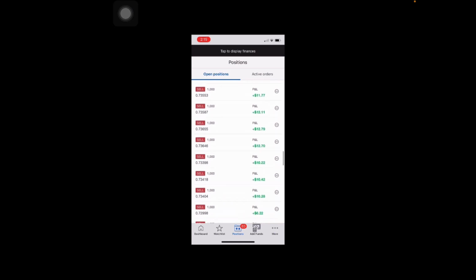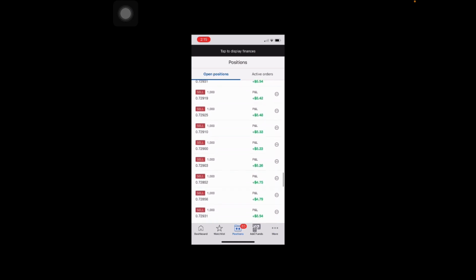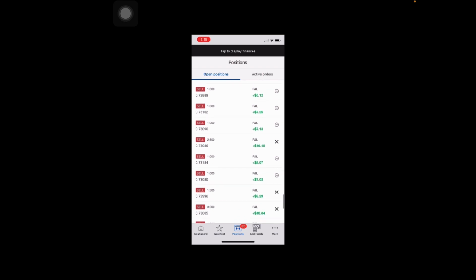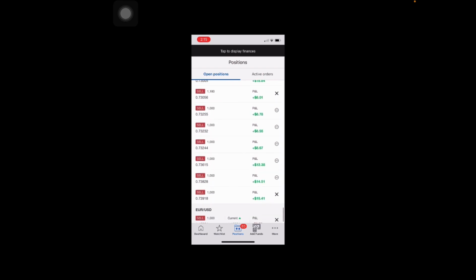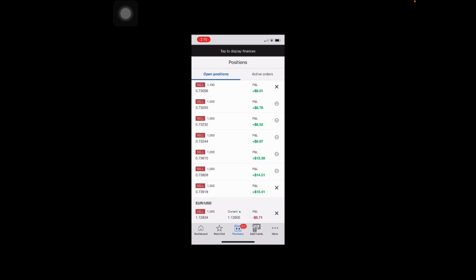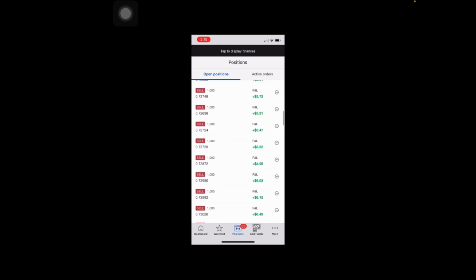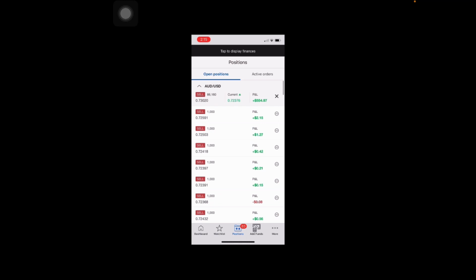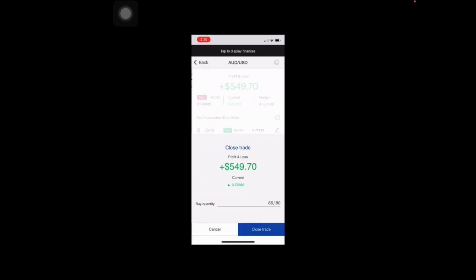This is not financial advice, this is just me giving my opinion. All my positions are all in the green, guys. You feel me? You can't make this up. This is a live account. I got 83 positions on AUD USD and I've just been running it up. I'm gonna close that out once it hits $550, and I'm gonna be hopping out of the market.